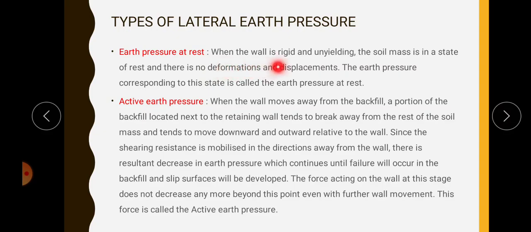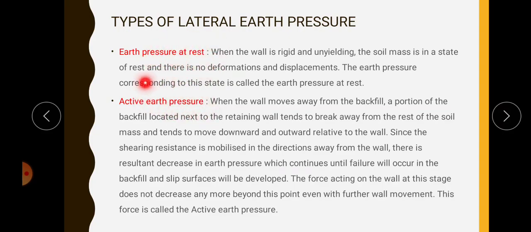That is, when the wall is rigid and unyielding, the soil mass is in a state of rest. That is, soil is not moving and there is no deformation and displacements. There is no deformation and there is no movement of the retaining wall. The earth pressure corresponding to this state is known as earth pressure at rest. In the first case, there is no movement of the wall, and that type of earth pressure is known as earth pressure at rest. So, this is not much important, earth pressure at rest.